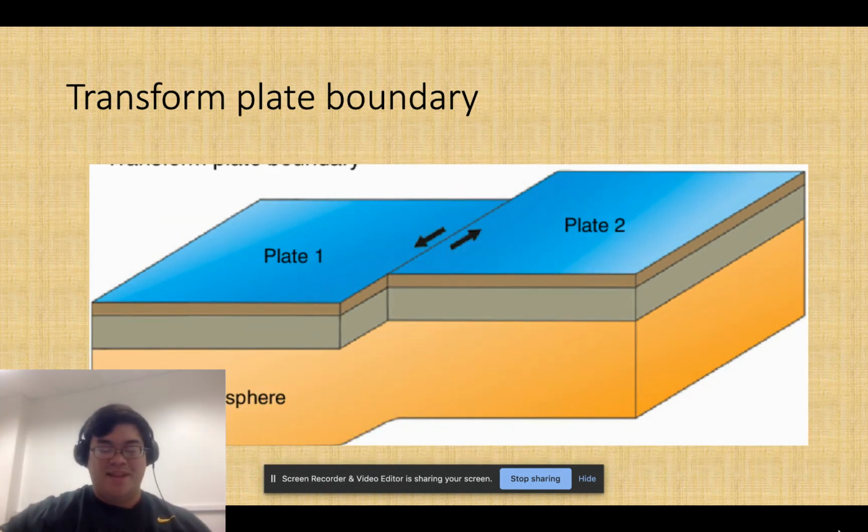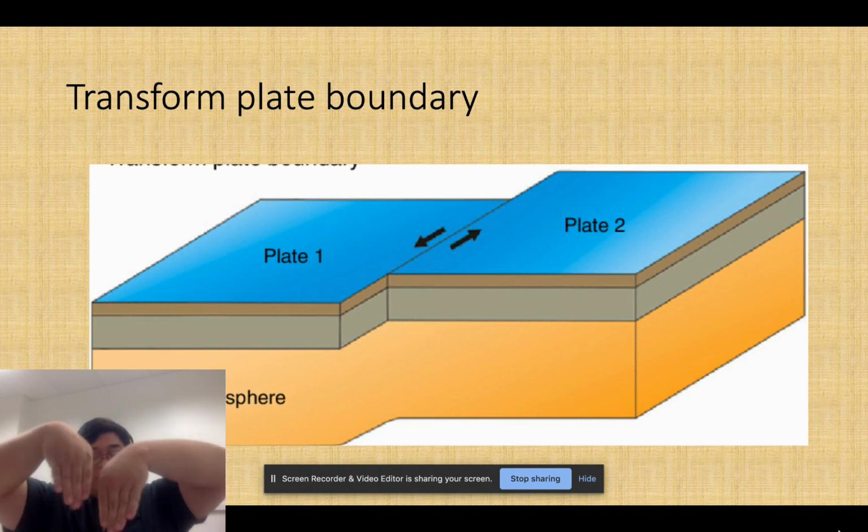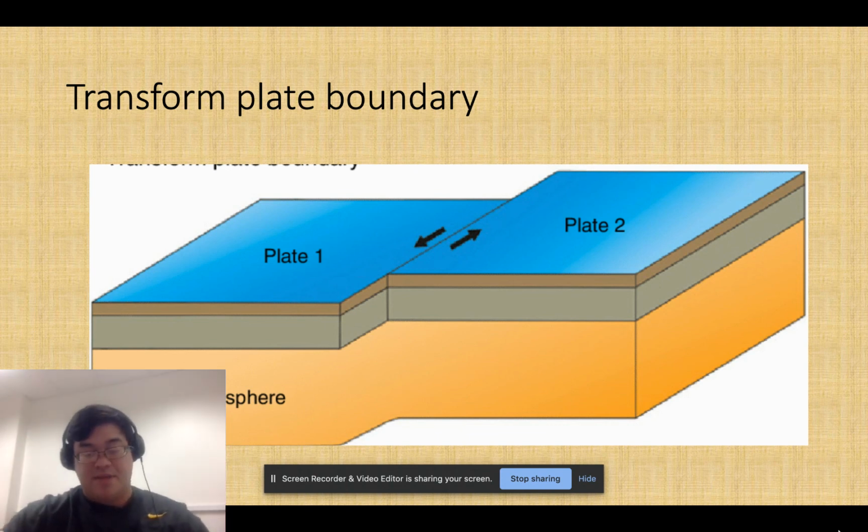One more, and then you get to eat the cookies. So this one, we're going to do transform plate boundary. Now this is where we have two plates that are not moving apart or colliding with each other. They're moving against each other like this. Okay? So we're going to do the same thing.